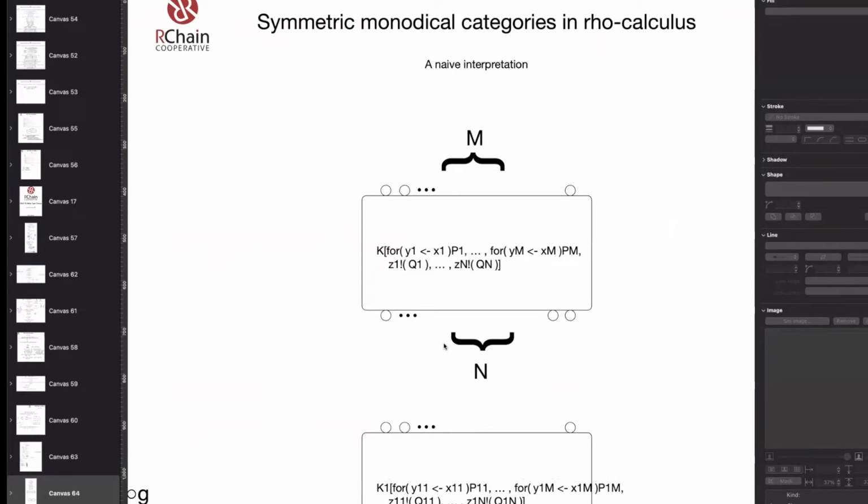So one is to go straight from the Dirac intuition, the Dirac notation, into rho, and there's some interesting things there. But the other is to start with an interpretation of symmetric monoidal categories, and then extend that using Coecke and Kissinger's approach to add the things that make a presentation of a symmetric monoidal category more specifically quantum.